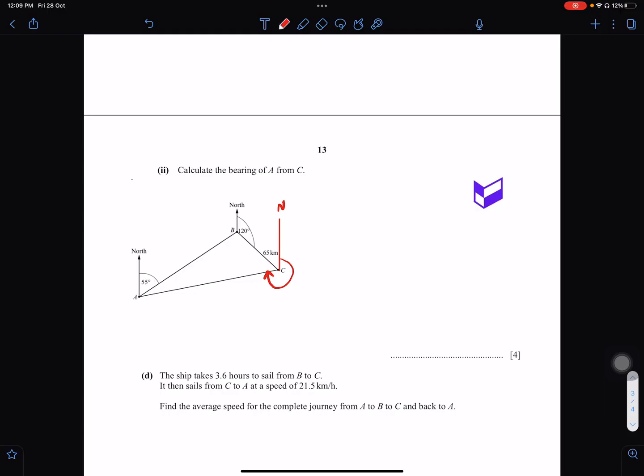Now to find this angle, we need to find out how much will be this and how much is this.